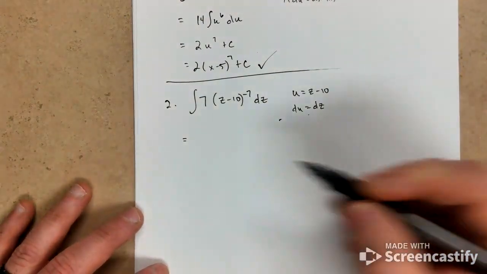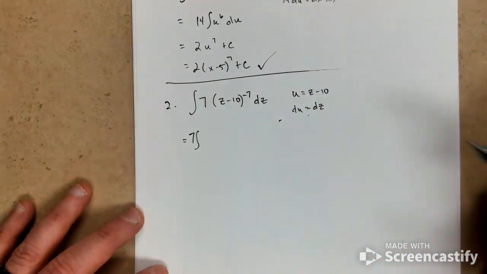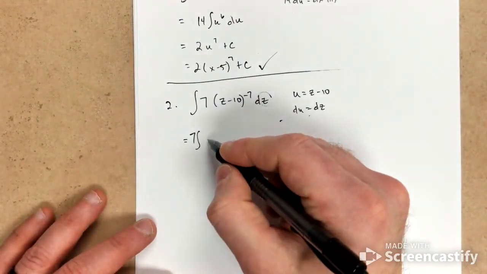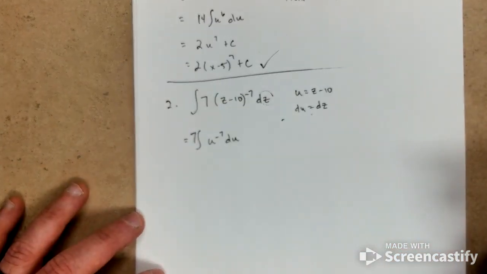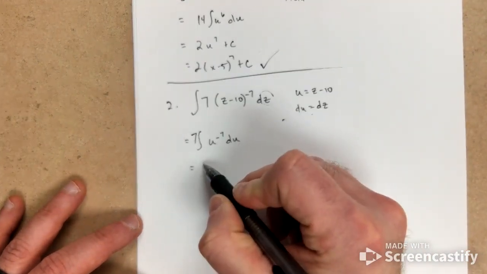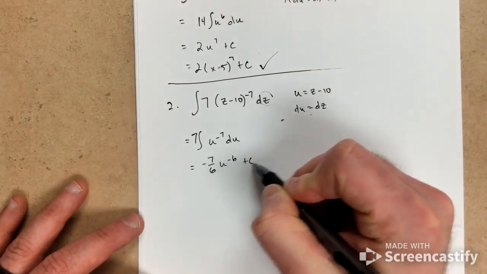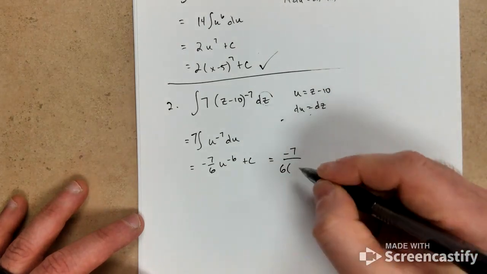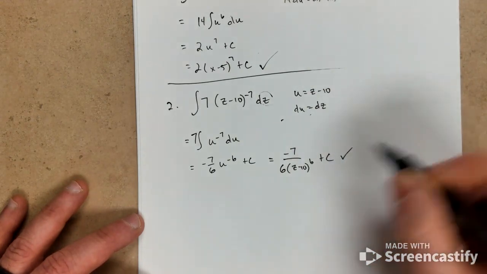So as we substitute, you could pull the 7 out, so really you only need to replace the dz here, up to you. But this is going to be u to the negative 7 du. So when we add 1, divide by the new, that's going to be negative 7/6 u to the negative 6 plus c, which equals negative 7 all over 6(z minus 10) to the 6 plus c.